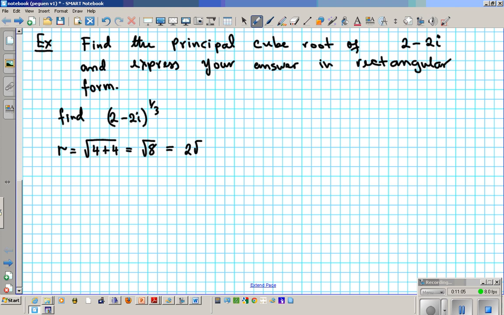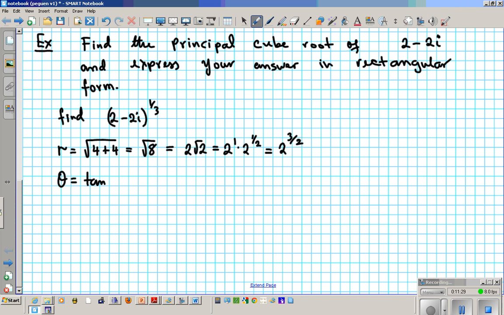2 root 2. Okay. But I can express this as a fractional exponent, which makes my life easier. So this is the same thing as 2 to the 1 times 2 to the 1/2. If I add 1 and 1/2, I'm going to have 2 to the 3/2. So that's r. Okay?